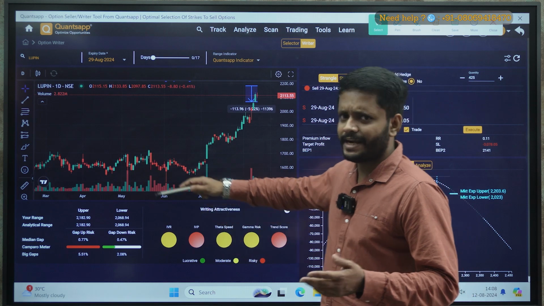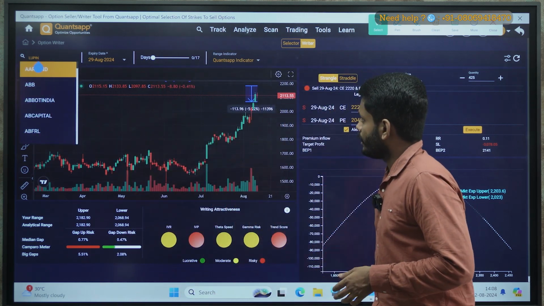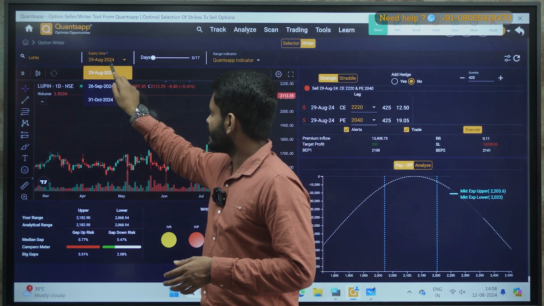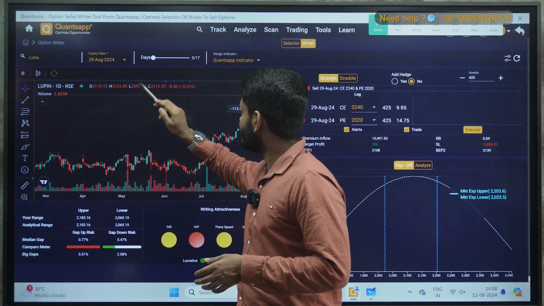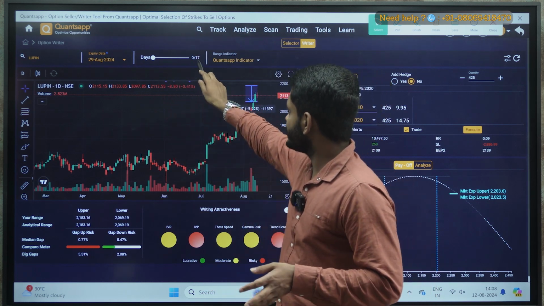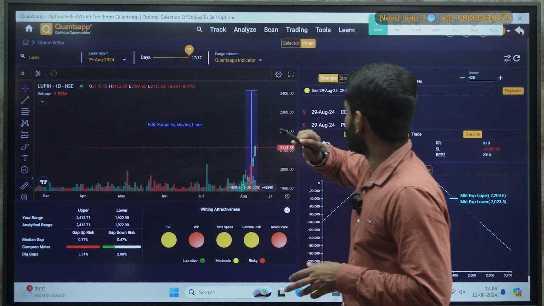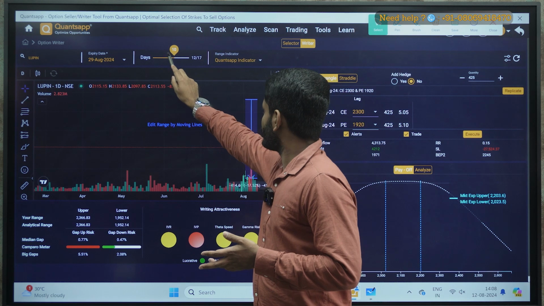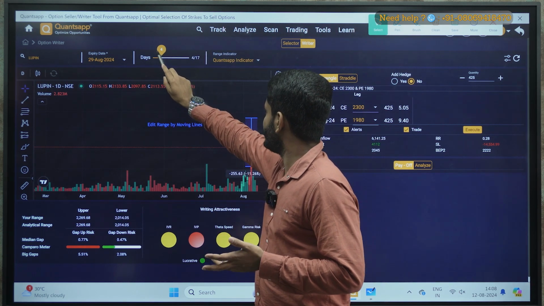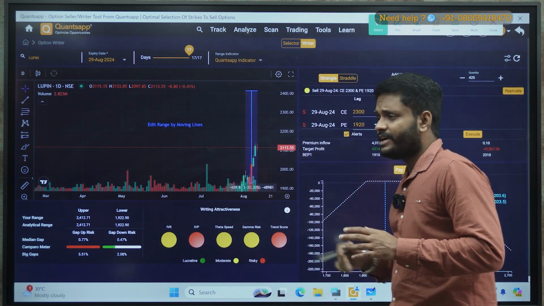Let's say, randomly, I am taking Lupin. As of now, the expiry is 29th August, correct? This is a stock, so definitely the monthly expiry will be selected. Now for expiry, there are 17 days. So let's say I am willing to hold this for 17 days. You can select it as per your convenience, whether you want to hold it for 17 days, or 5 days, 4 days, anything. So let me keep it as 17 as of now.